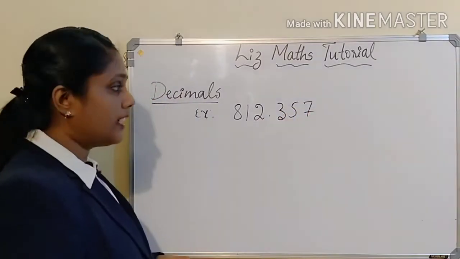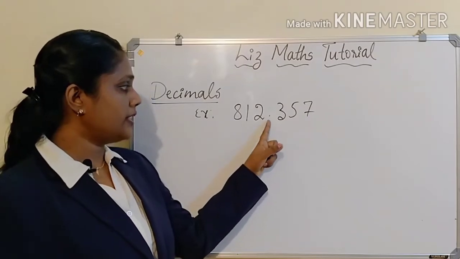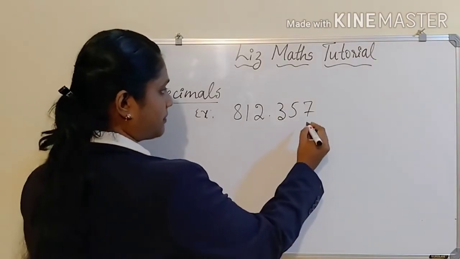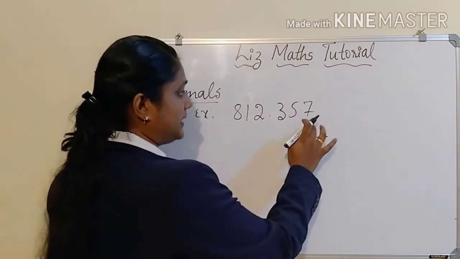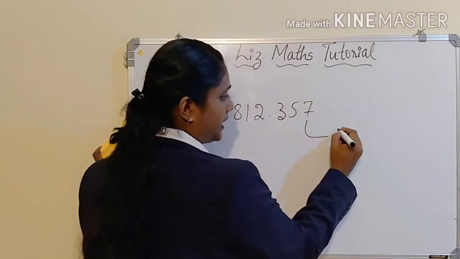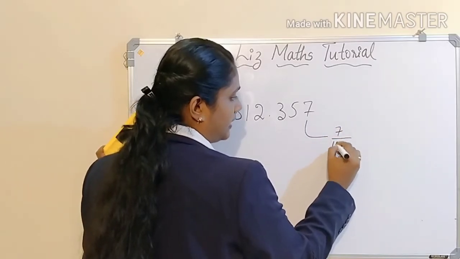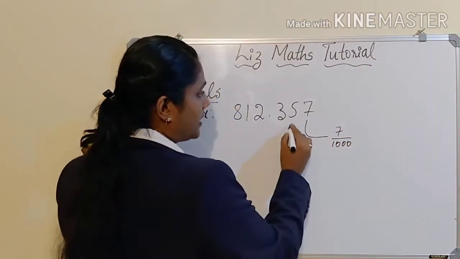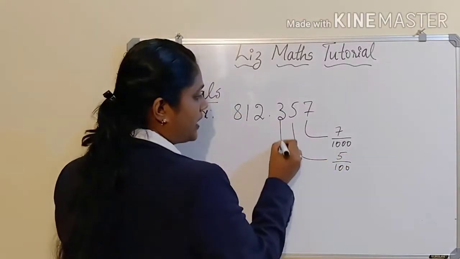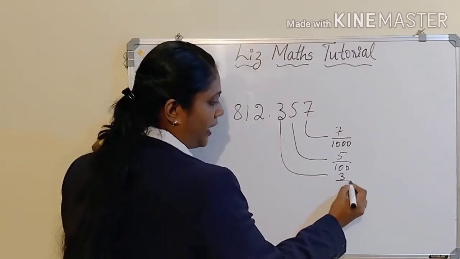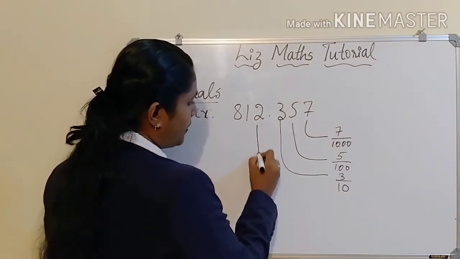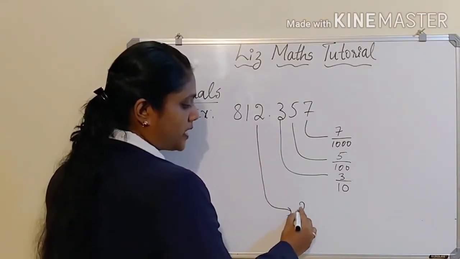812.357. See here, after the point there are 3 places. We start with the last one. This is the tenths place, this is the hundredths place, and this is the thousandths place. The thousandths place is 7 divided by 1000. What is the place value of 5? 5 divided by 100. And what is the place value of 3? That is 3 divided by 10. And there is a decimal point. And the 2, in the ones place, we write 2.